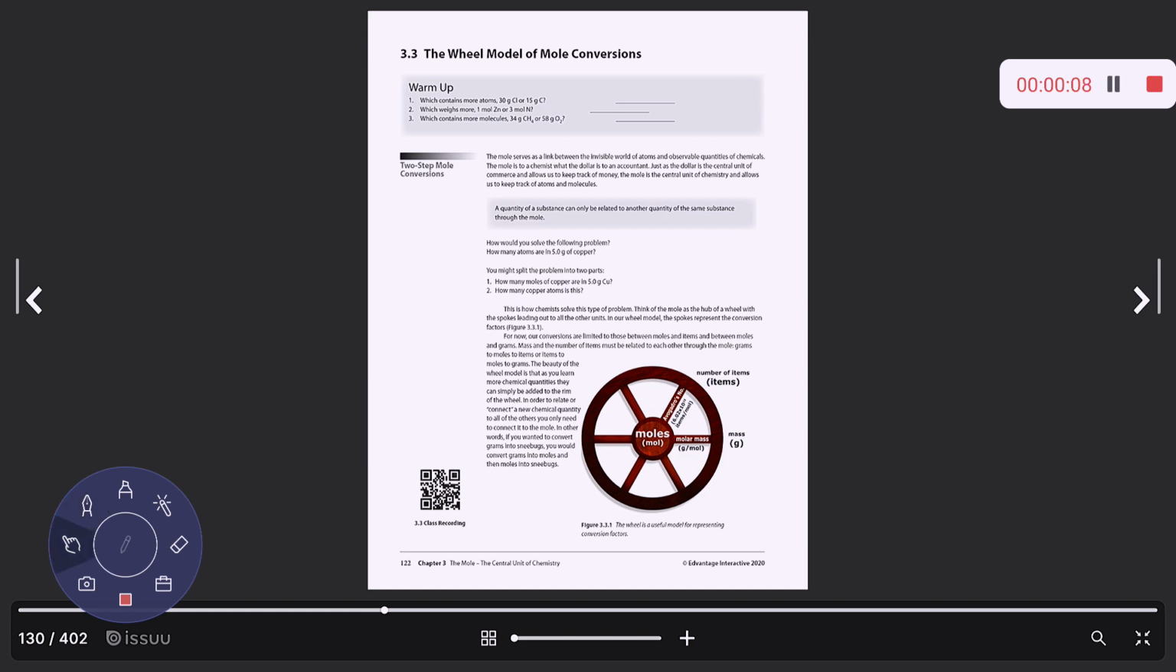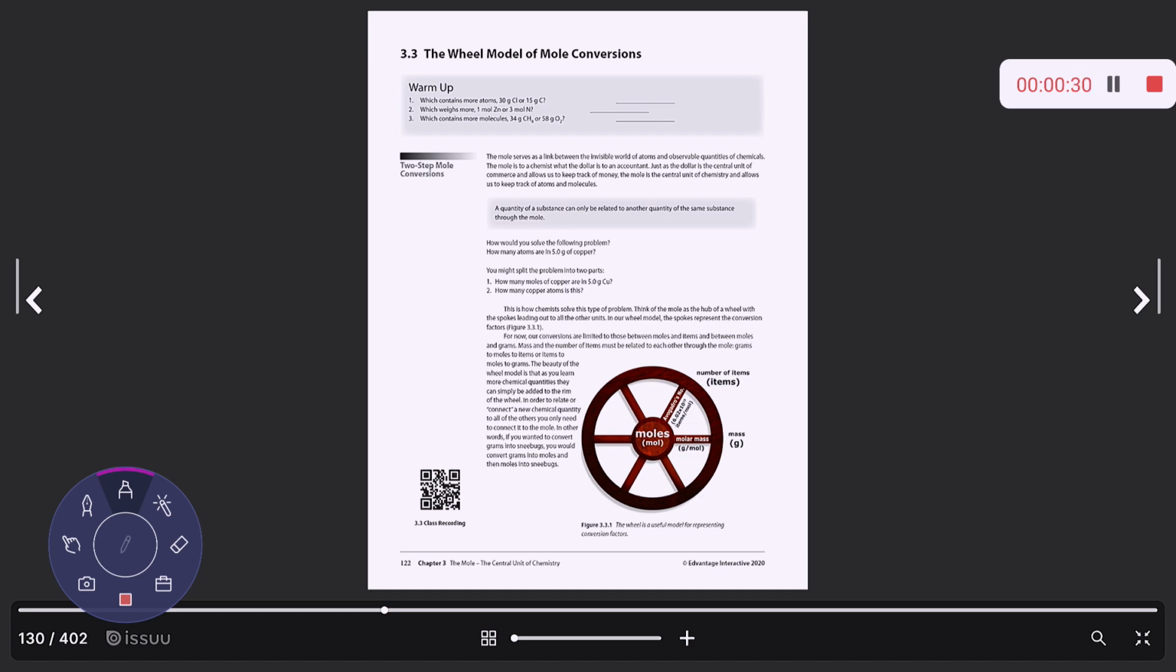Okay, so we're on section 3.3, and this is going to go really fast because you've essentially learned all of this. Basically, anytime you are asked to convert from one unit to another, and moles is somehow involved, you're always going through the mole.